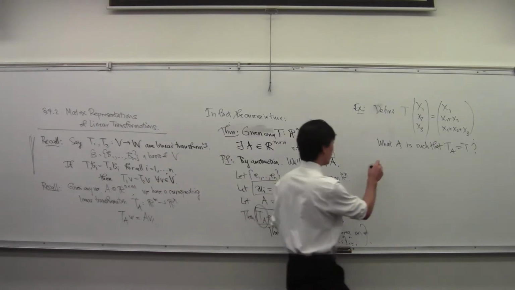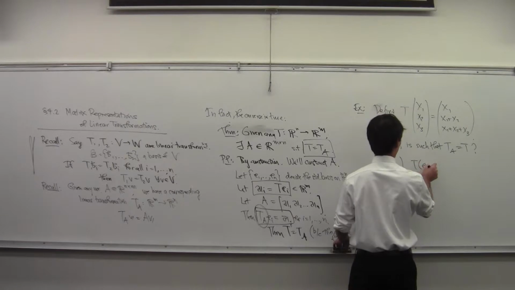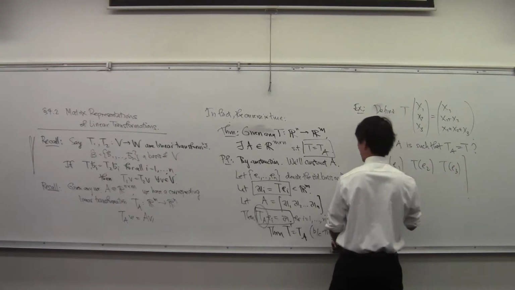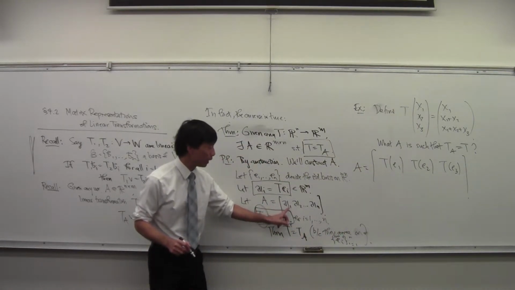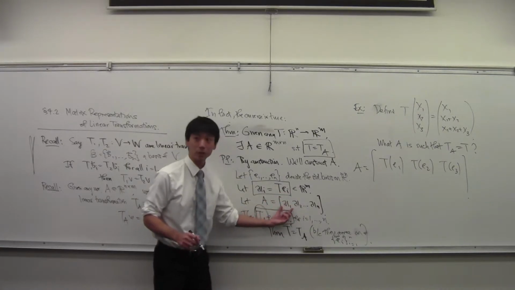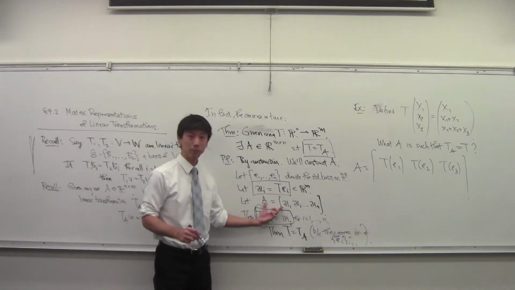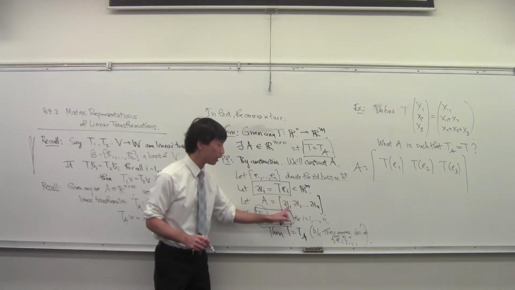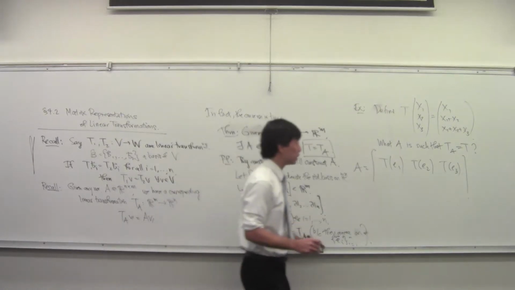We look at T of E1, we look at T of E2, we look at T of E3, and we put that into a matrix, right? That's what it says here, right? A is the matrix where each column is T of EI, where the ith column is T of EI. Right? So let's do that.